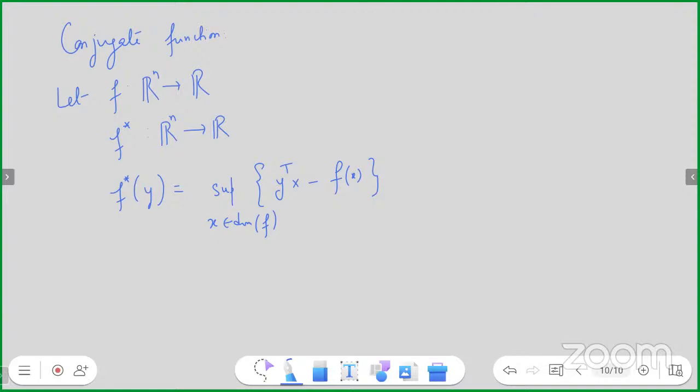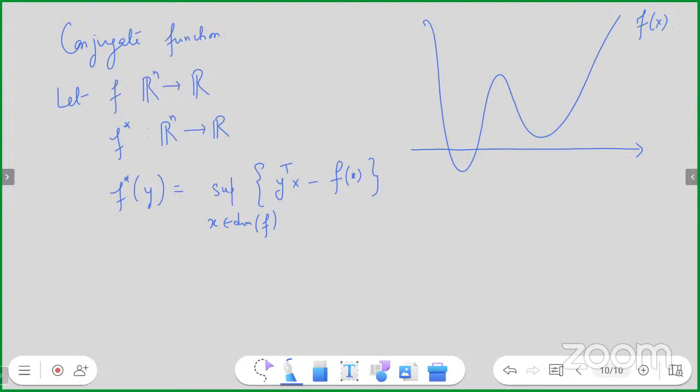So what is it telling you? Suppose my function is some weird function, let's say this is my f of x and this is my x-axis. Fix a y, everything in one dimension. Fix a y. Can you tell me what is f star of y for this function?